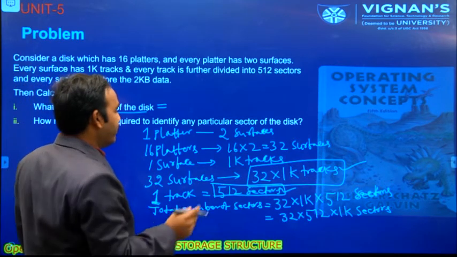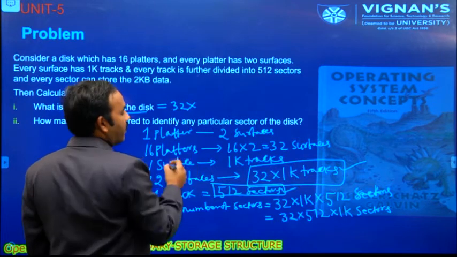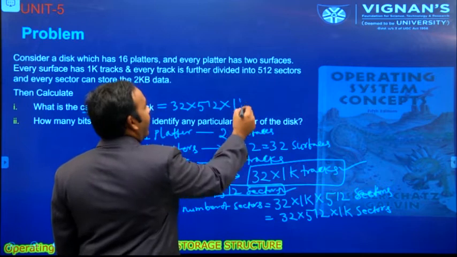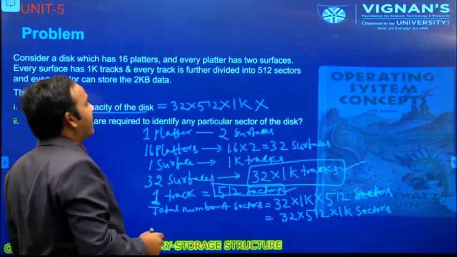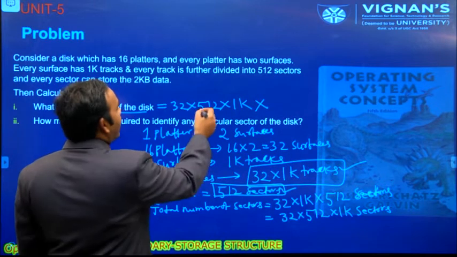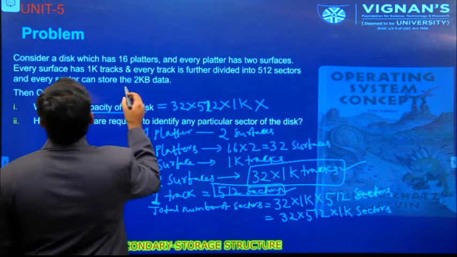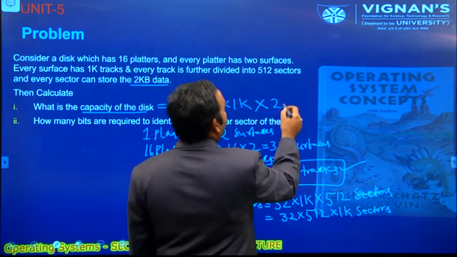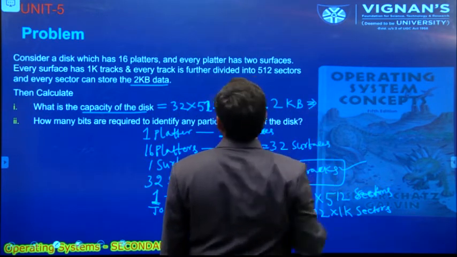So we know the total number of sectors. Total number of sectors are 32 into 512 into 1k, plus for each sector, how much data is it going to store? 2 KB. So you can write this one.